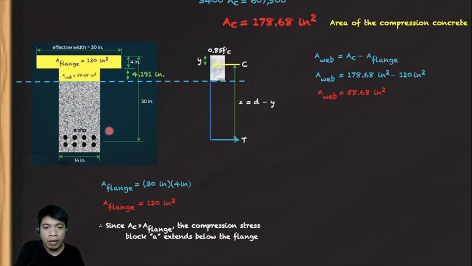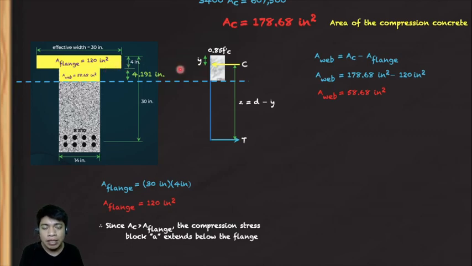So we have this tension force. We already computed this value earlier. The tension force is located at the centroid of the steel area. Of course, it is in the middle. Then we have this compression force. Take note, our compression force will be located at the centroid of the area of compression concrete.